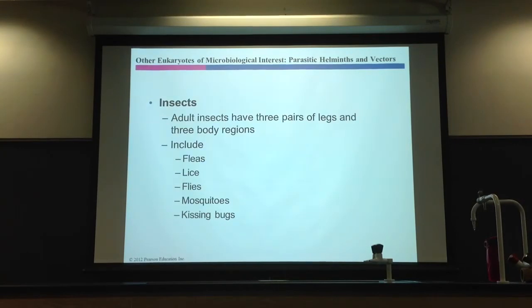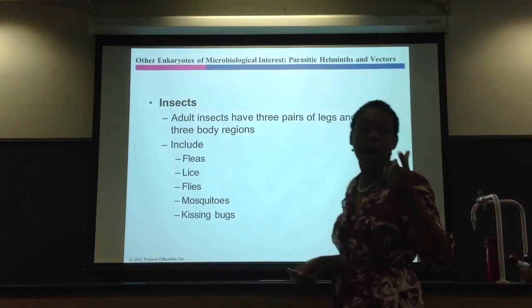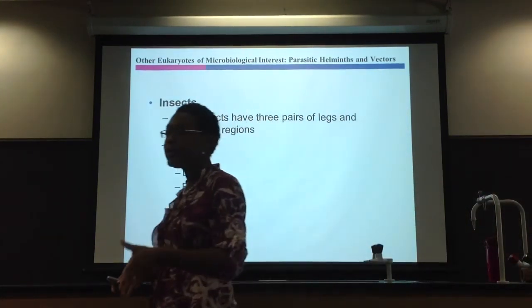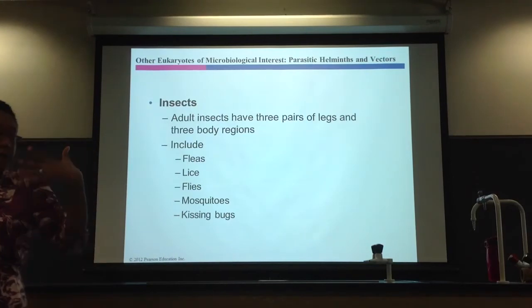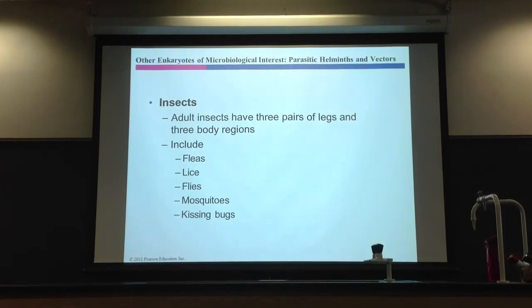Mosquitoes, for example, can carry plasmodium, which causes malaria. Mosquitoes can also carry different viruses like the yellow fever virus, the dengue fever virus, or West Nile virus. And that's just a few of the diseases that mosquitoes can carry with them. So they're very important.